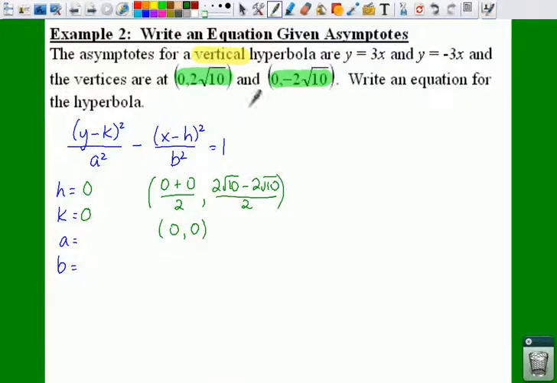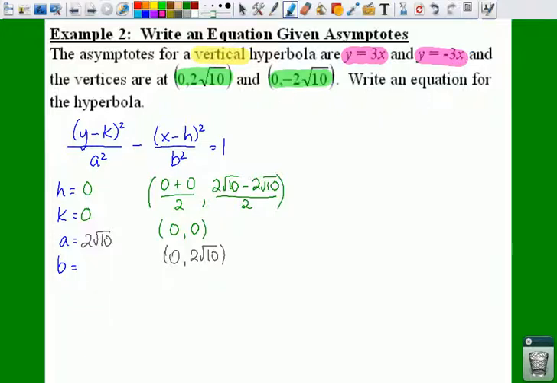Now the other thing this tells you is that if you are at the center (0, 0) and you have to go to (0, 2 radical 10), that means your a is equal to 2 radical 10, because the distance from your center to a vertex is your a value. Now your b is not as prevalent here, but the only other information they give us is your asymptotes.